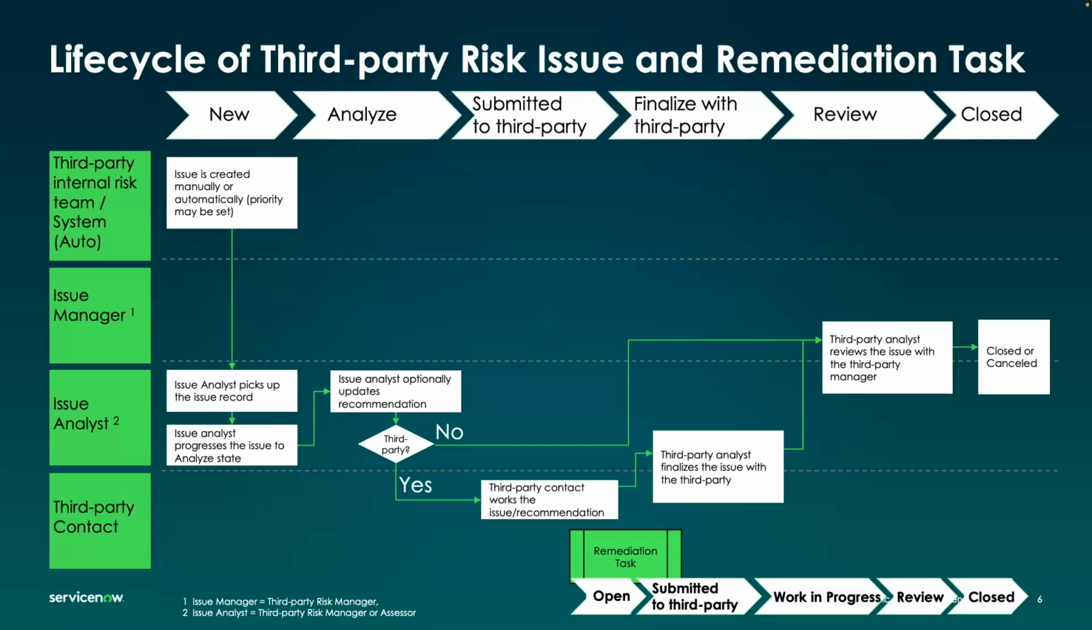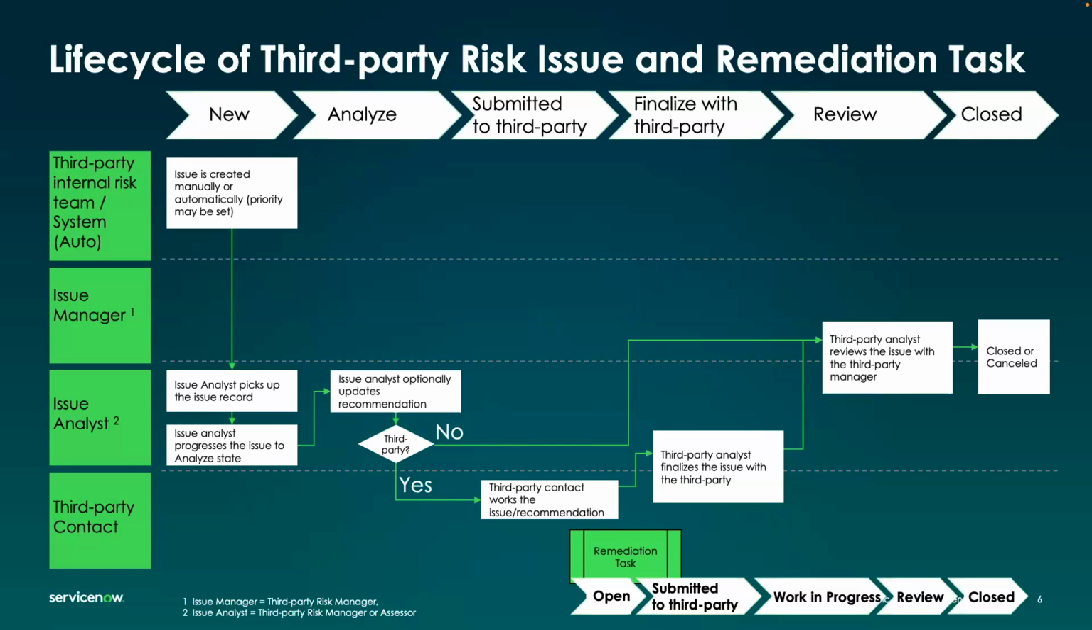Once the task is ready to be addressed by the vendor, it moves to submit to third party. At this point, the third party is formally notified and given access to the task details so they can begin work on it. The transition is important because it marks the shift from internal planning to external actions on the tasks. As the vendor starts remediation, the task moves into the work in progress stage. During this phase, they're actively remediating the issue, whether that's implementing a technical fix, updating a policy, or taking corrective action. Communication can occur in parallel, and supporting evidence can be added in real time in the task.